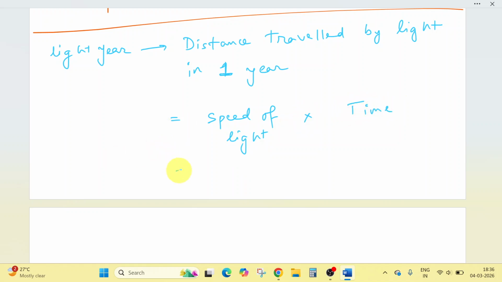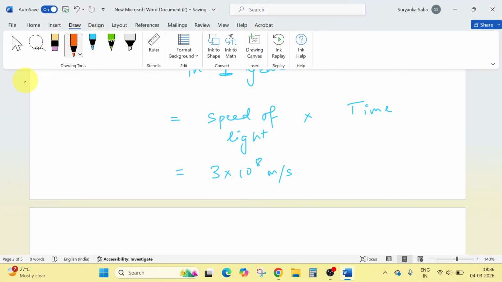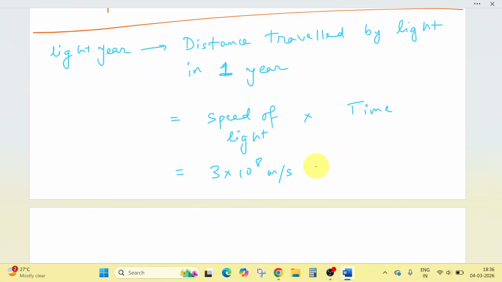Okay, now speed of light is what? Speed of light বলো, জানো তো? 3 into 10 to the power 8. Yes, absolutely right. 10 to the power 8 meter per second. Okay, you should mention the unit. And I am considering the time as 1 year, because distance traveled by light in 1 year. So I will write 1 year over here.